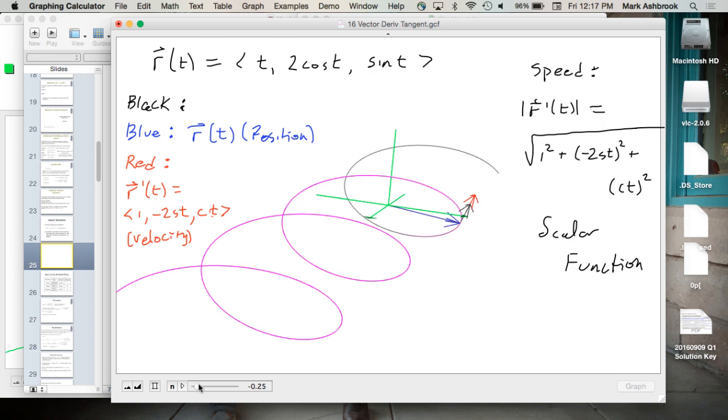But then coming over here, what about up here? It's faster here because there's less turning. For the same change in t, you get what? You get more of the curve, right? You get more of the curve for the same change in t, so you're going to get a bigger velocity vector and also a bigger speed.